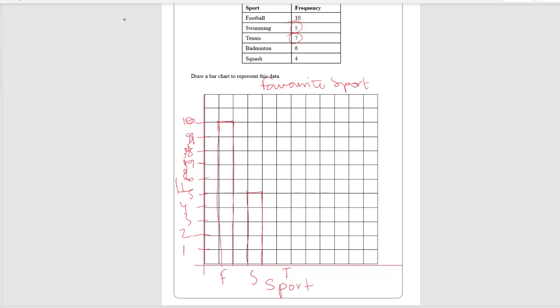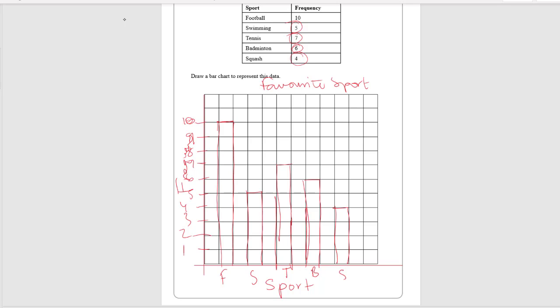Make sure you got the right point. 7. Sorry about the mess. Badminton 6. Up to 6 here. Make sure you have the gaps between them because they're all separate. Squash is 4. Squash is up to 4. 1, 2, 3, 4.